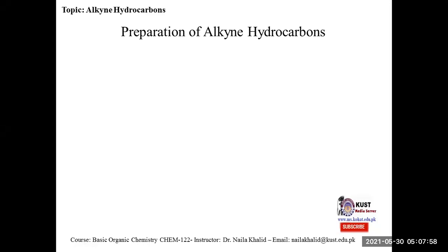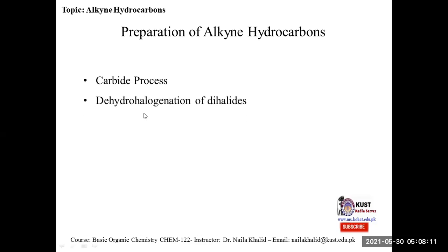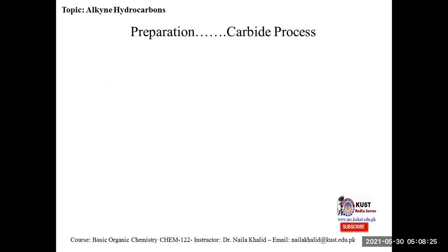There are three major processes by which you can prepare alkyne hydrocarbons. Number one is carbide process. Number two is dehydrohalogenation of dihalides. And number three is alkylation of terminal alkynes. So you can prepare alkyne hydrocarbons by three major processes. Now each process in detail.